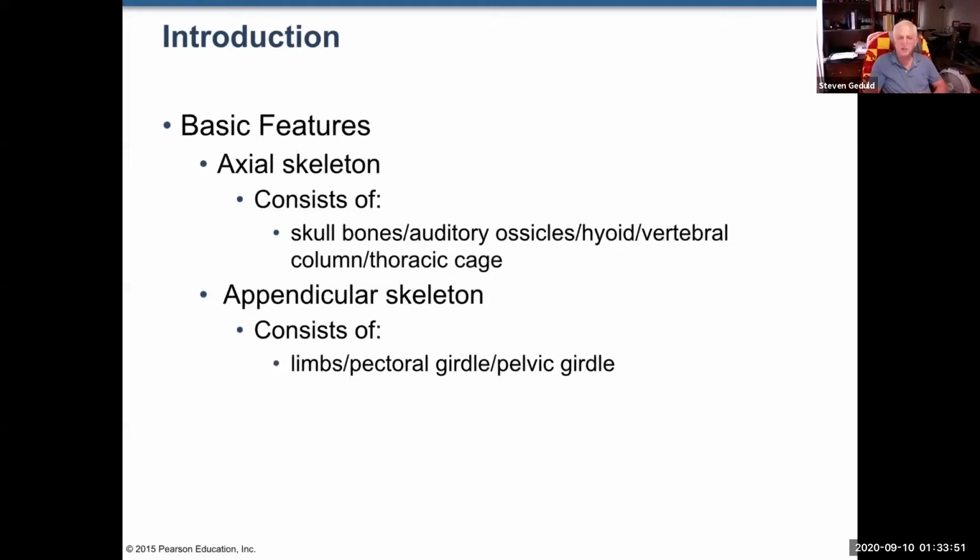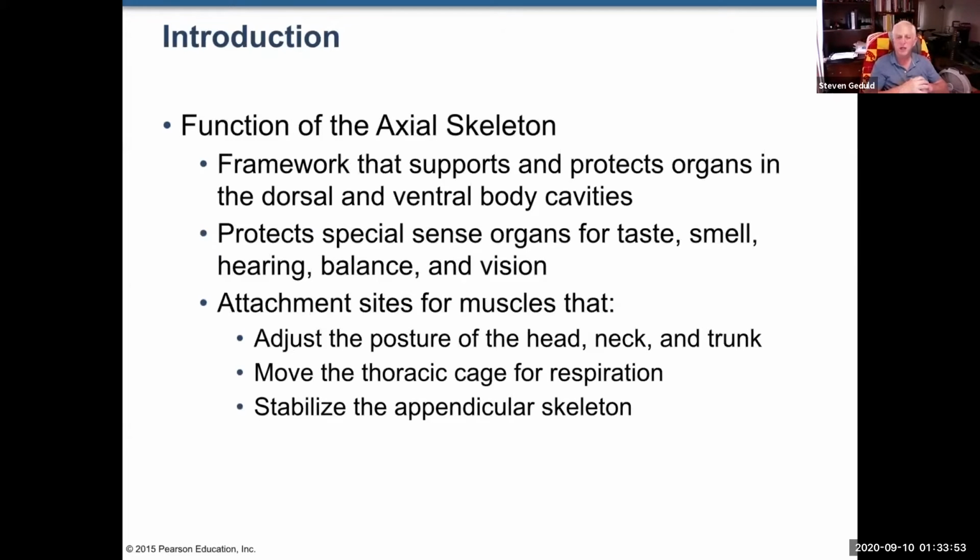What does the axial skeleton do? The axial skeleton is a framework. It supports and protects your organs in the dorsal and ventral body cavities. Dorsal body cavity is your back. Ventral body cavity is your anterior part. It protects the special sense organs for taste, smell, hearing, balance, vision, all those located in your head and neck. That's what it protects.